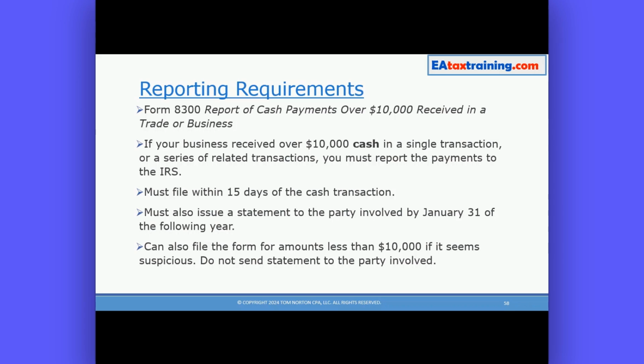You are also allowed to file the form for less than $10,000 cash if it seems suspicious. So if you're sitting there and the person brought in $9,900, so they're just under the $10,000 rule, but they gave you $9,900 of cash, and that seems a little fishy to you, and you're wondering if they're up to no good, you can go ahead and fill out an 8300 and send it to the IRS. In that case, you do not send a statement to the party involved. Obviously, you don't want to let them know that you squealed on them, but you can file that form with the IRS if you so choose.